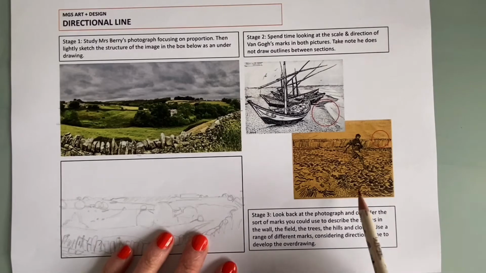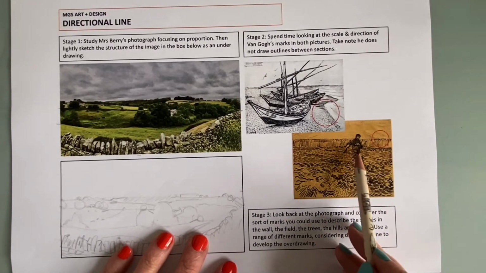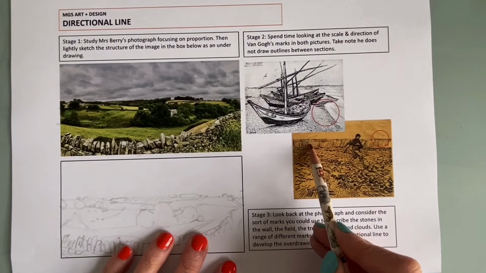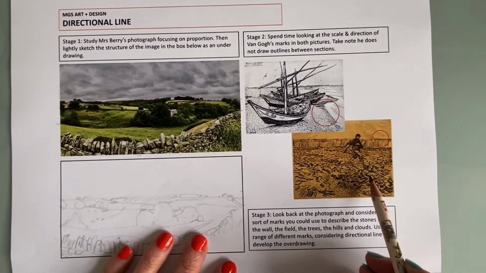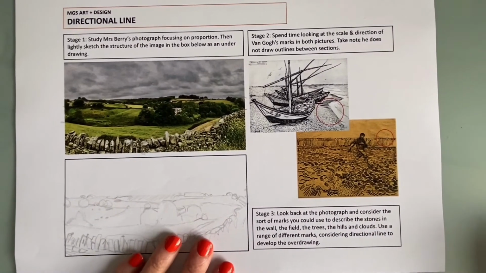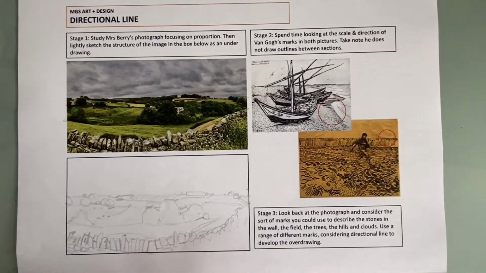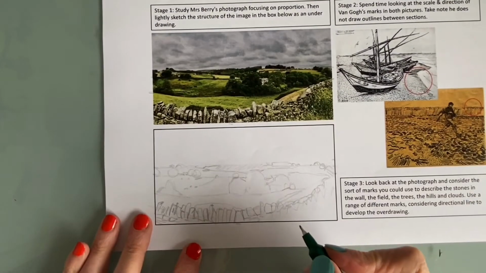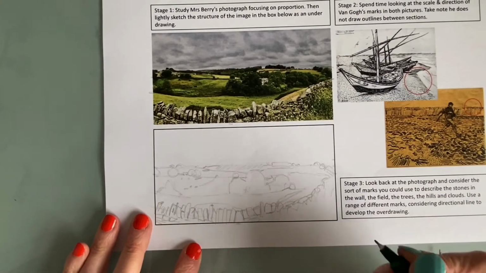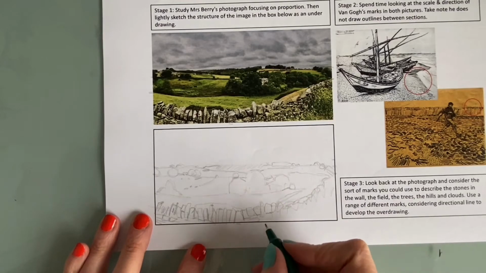Let's move on to this other image. This guy is out in a field. Look at the vertical growth of the corn and look where it's been cut down. See the horizontal mark. So he's using directional line to suggest volume. Now we're going to try that with our pen. So you can do this in pencil if you don't have one, but a pen actually gives you a different type of mark and will work quite well.